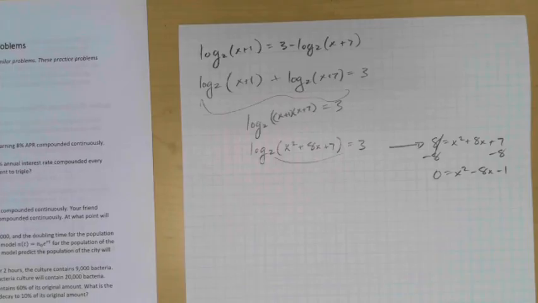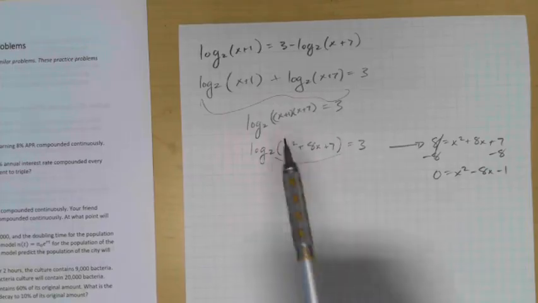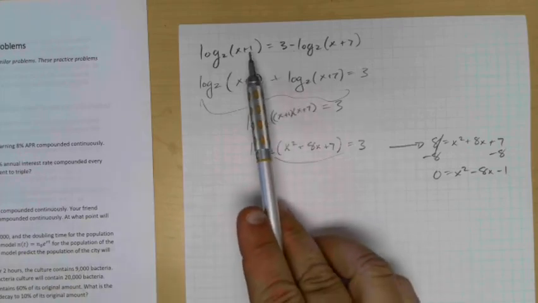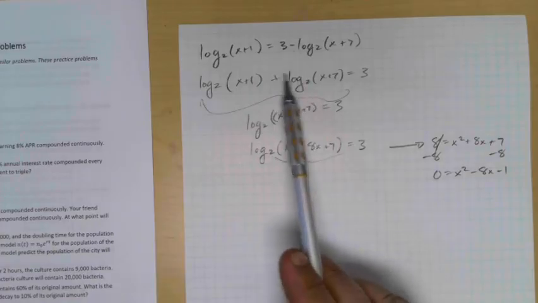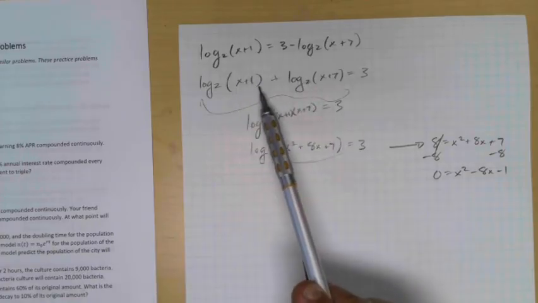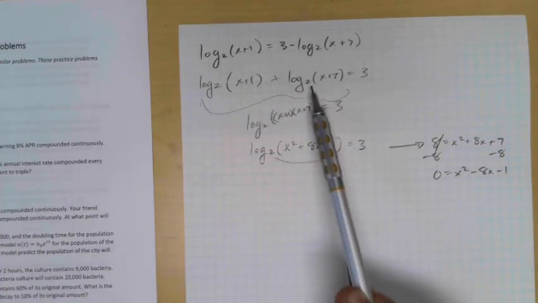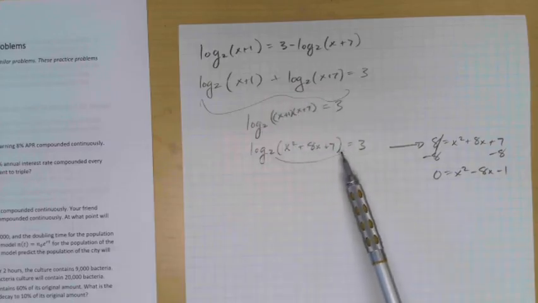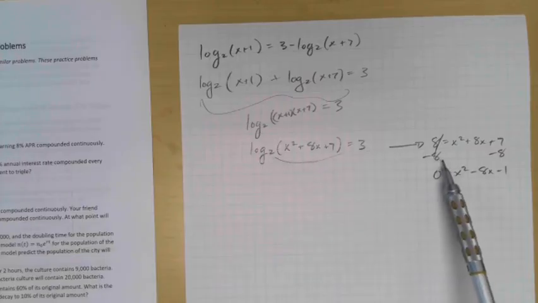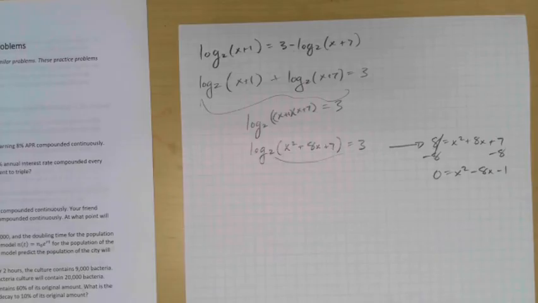Hmm. Hold on. This doesn't feel right for a second. I'm just going to go back and check. I wrote it down right, added that over, multiplied this: x times x is x squared, 1 plus 7 is 8, 1 times 7 is 7. Okay, that works. And then 2 to the power of 3 is 8. So 8 equals that inside. Yep. Okay, now I'm looking at that.